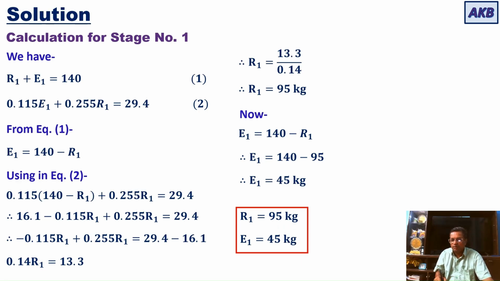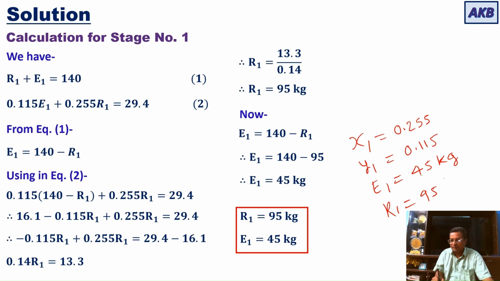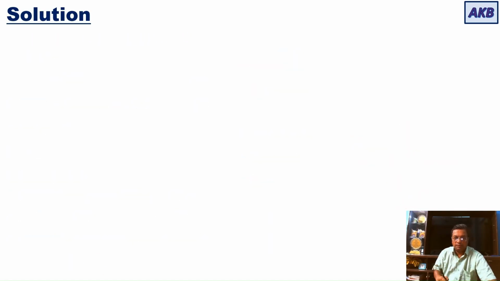So at the end of calculations for stage number 1, I have got value for x1, that is 0.255. Then I have got value for y1, that is 0.115. Then I have got value for E1, it is 45 kg. And then I have got value for R1, it is 95 kg. Now we have to proceed for our calculations for stage number 2. Okay, so now let us do calculations for stage number 2.